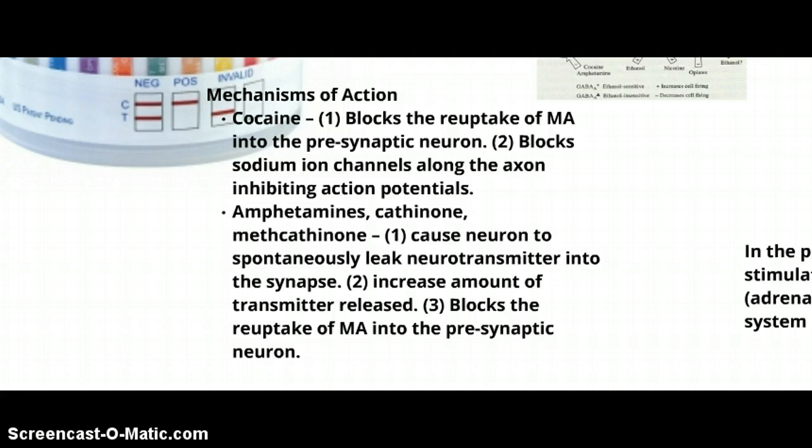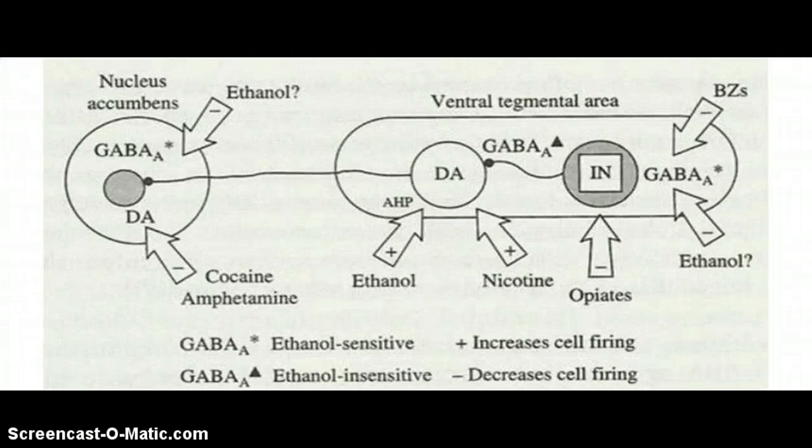So that's the analgesic anesthetic effect of cocaine there. Amphetamines, cathinone and methcathinone, like cat, cause neurotransmitters to leak into the synapse. They increase the amount of transmitter that's actually released, and they block the reuptake of monoamine into the presynaptic neuron. And there, it could be a lot of different monoamines, but mostly dopamine and norepinephrine.